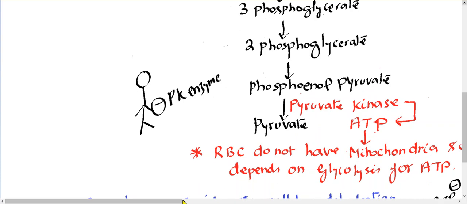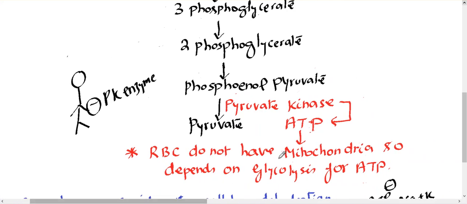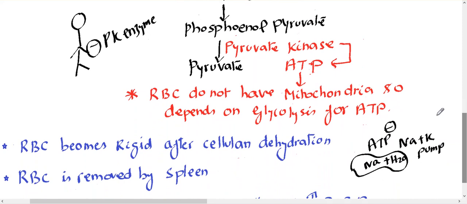As most of you must know, guys, RBCs do not have mitochondria. And what is the function of mitochondria? Mitochondria is the powerhouse of the cell, and since RBCs don't have mitochondria, they cannot generate ATP that way. As a result, they depend on glycolysis for ATP. That is why RBCs depend on pyruvate kinase, because it will give the ATP to the RBC.